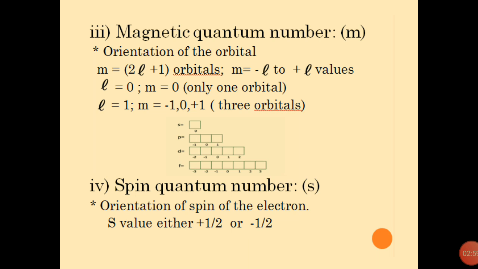Fourth one is the spin quantum number. This quantum number gives the orientation of the spin of the electron. Just as the earth revolves on its own axis, electrons also revolve on their own axis. If the electron is revolving clockwise, it is represented by plus half spin. If the electron is revolving anti-clockwise, the spin is represented by minus half. From these 4 quantum numbers, we can know the exact position of the electron in an atom.